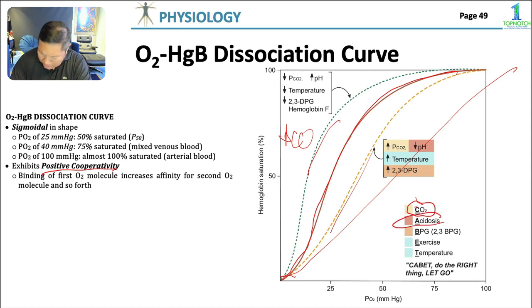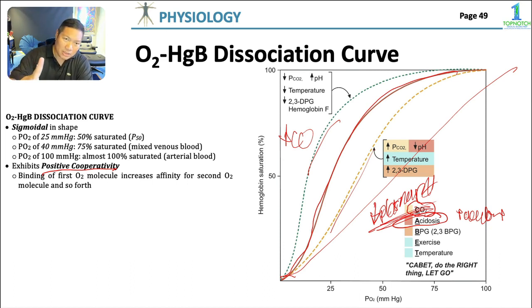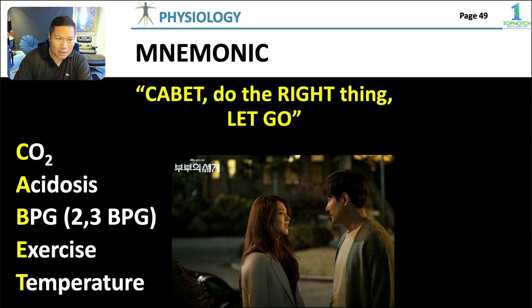Isa pang panglito dyan is acidosis. Okay? Increase acidity ng blood, acidosis, shift to the right. However, remember, ang plasma pH bumababa. So, decrease in plasma pH, okay, will increase acidity, so shift to the right. So, itong plasma pH, panglito yan ha. Pag nag-increase yung plasma pH, shift to the left. Pag nag-decrease yung plasma pH, shift to the right. Okay? So, be careful. Kabit, do the right thing, let go.